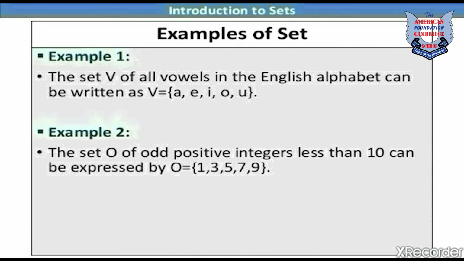Examples. First example, the set V of all vowels in the English alphabet. This can be written as V equals {A, E, I, O, U}. As you can see, this set is represented by capital V, and the 5 members of this set are the vowels in the English alphabet. Second example, the set O of odd positive integers less than 10. This will include 1, 3, 5, 7 and 9. And this will be represented by capital O.